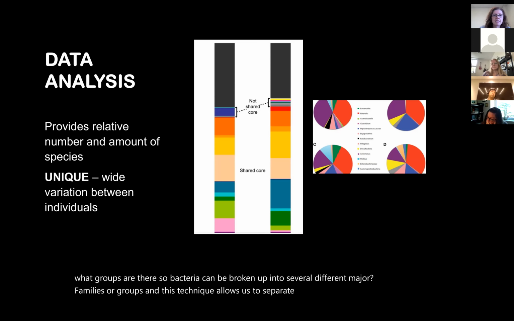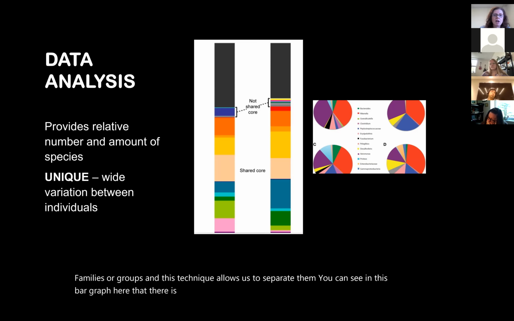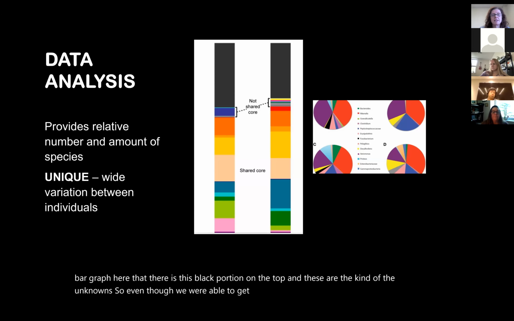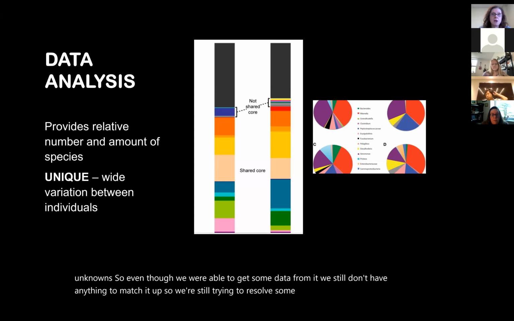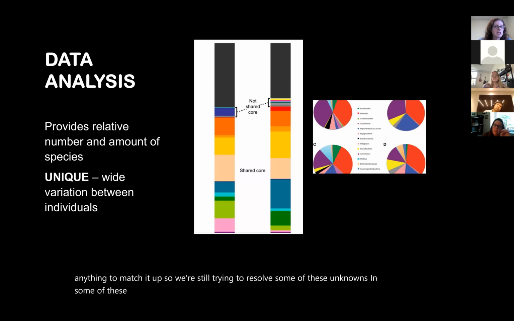You can see in this bar graph here that there is this black portion on the top, and these are kind of the unknowns. So even though we were able to get some data from it, we still don't have anything to match it up. So we're still trying to resolve some of these unknowns in some of these samples. We can also see that there are differences.